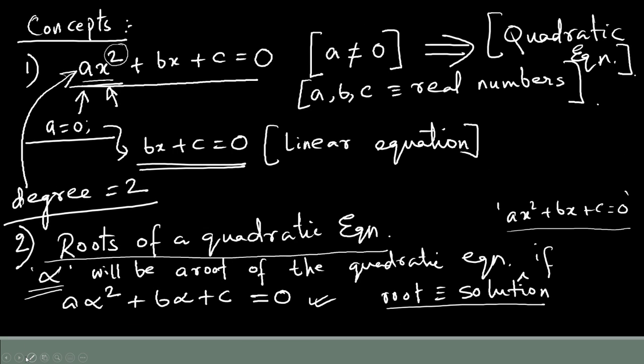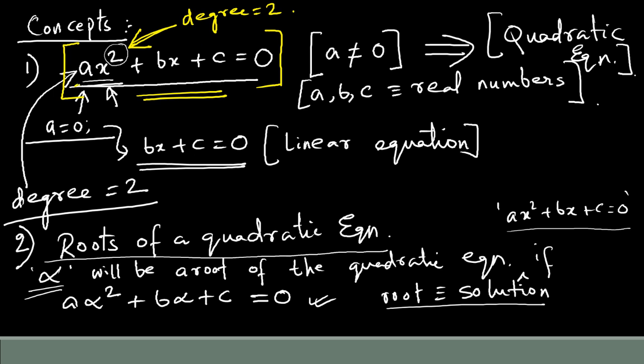Let me just quickly tell you the points one more time. What is a quadratic equation? ax square plus bx plus c, anything of this form is a quadratic equation. The degree of a quadratic equation is always 2. a should always be not equal to 0, because if a is 0, then this becomes a linear equation. And what will be the roots of the quadratic equation ax square plus bx plus c equals 0?